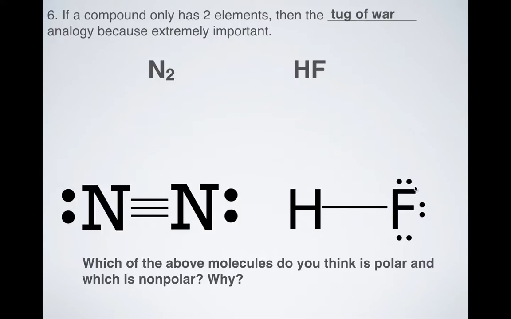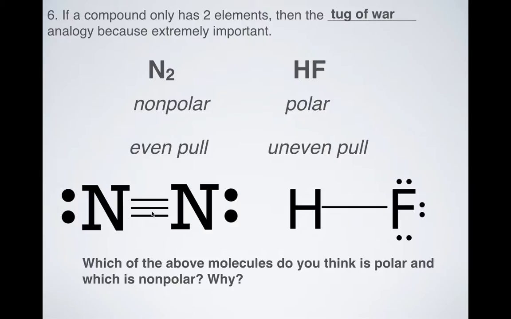All right, what about this? HF. So again, duet, octet, everybody's happy. Which one's polar, which one's nonpolar? Think about that game of tug of war. This is nonpolar, this is polar. Why? Even pull of electrons. This nitrogen is pulling, this nitrogen is pulling, but they're evenly matched. They have the same electronegativity, so that means that there is no polarity.